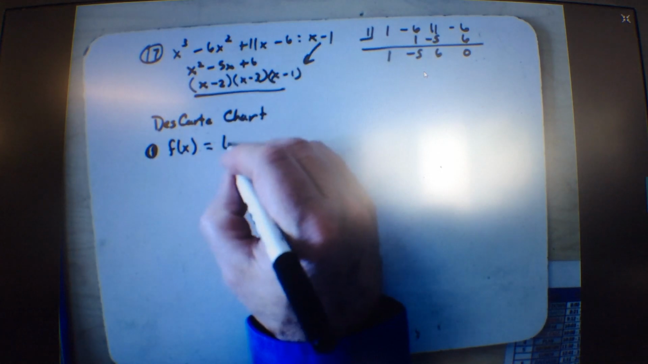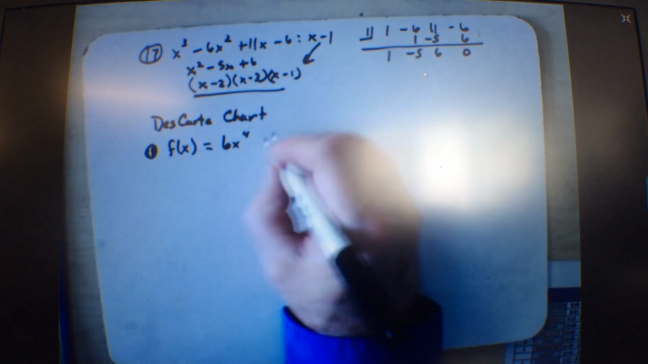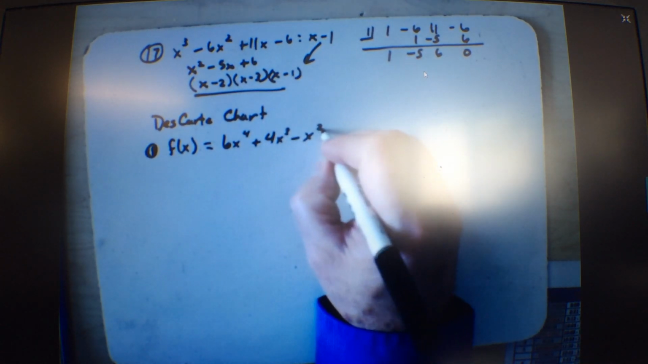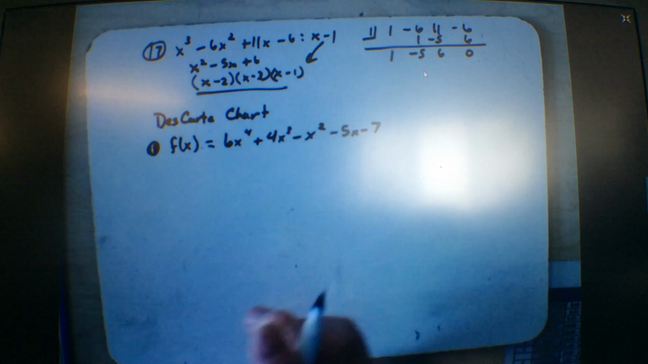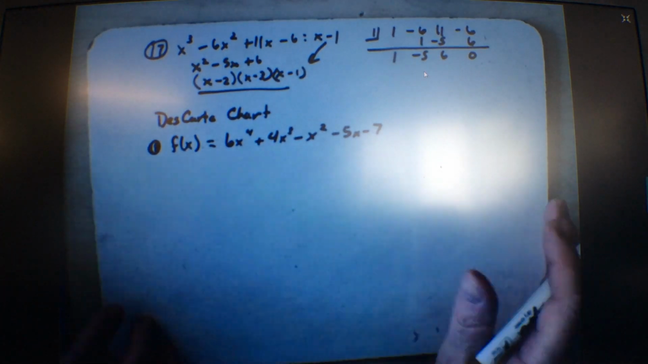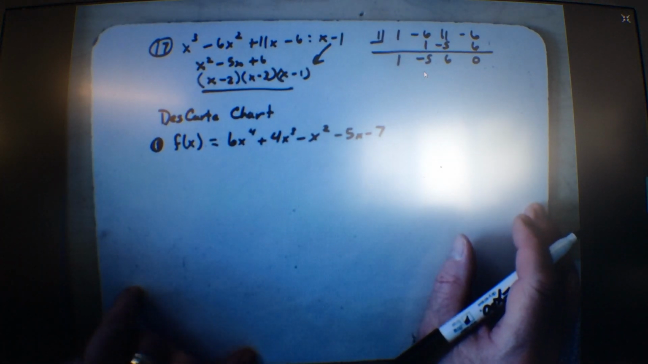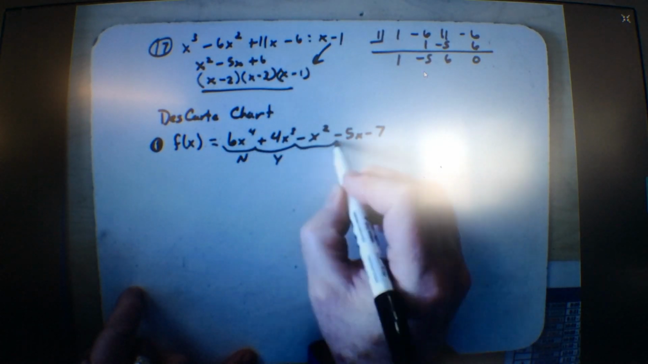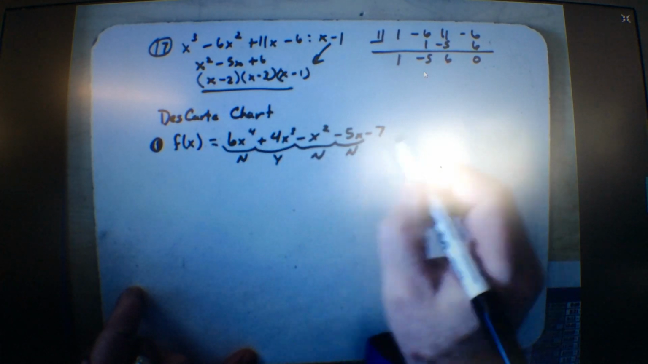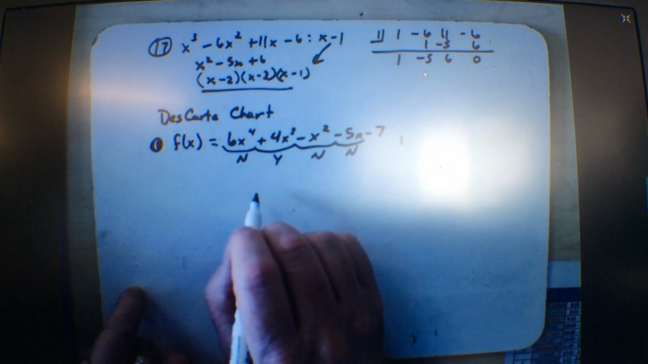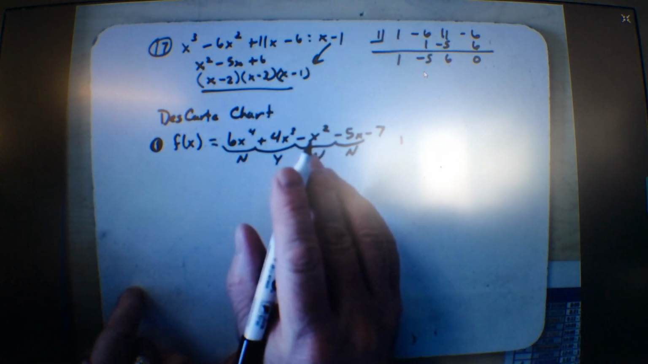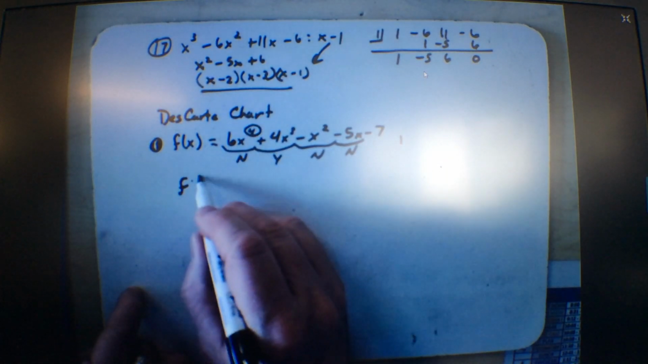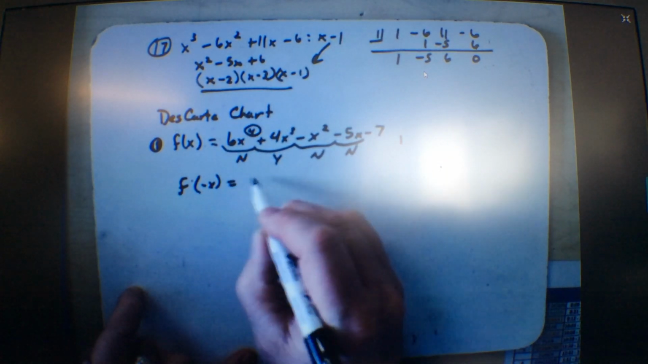equals 6x to the fourth plus 4x cubed minus x squared minus 5x minus 7. Remember that the first time through, we just go by changes of sign. So this is no, this is yes, this is no, and this is no. So we only have one positive, correct? We don't go down by 0, only if it's even. So then, we have a total of 4, right? So now we do f of negative x. So we put a negative x in.